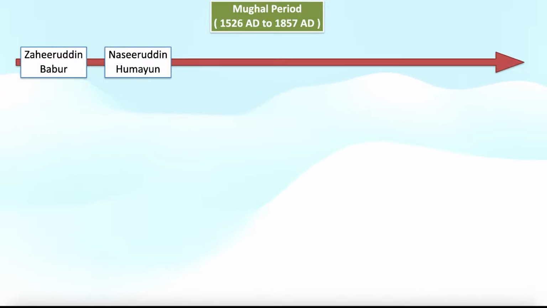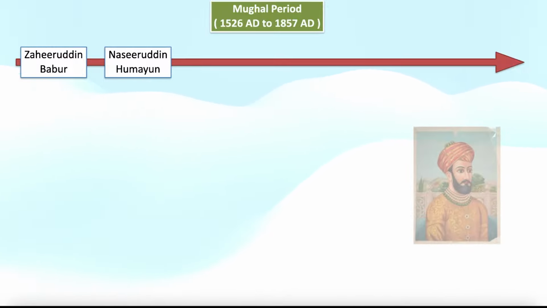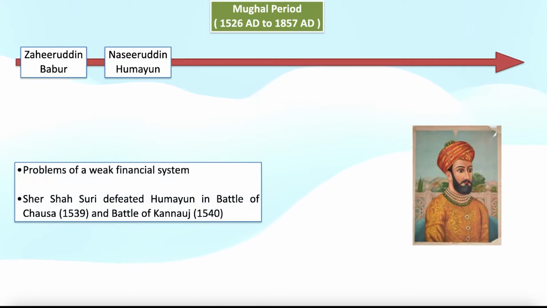Later on, Humayun's period came, but you need to remember that Humayun stumbled against the brilliance of Sher Shah Suri, the Afghan genius. Humayun faced the problems of weak financial system. During the period of Humayun, Sher Shah Suri defeated Humayun in the battle of Chausa and later in the battle of Kannauj. In the battle of Kannauj, Humayun was defeated completely. Humayun took refuge in a different part of the Indian subcontinent. Later on, after the death of Sher Shah Suri, Humayun came back. He took back his empire.